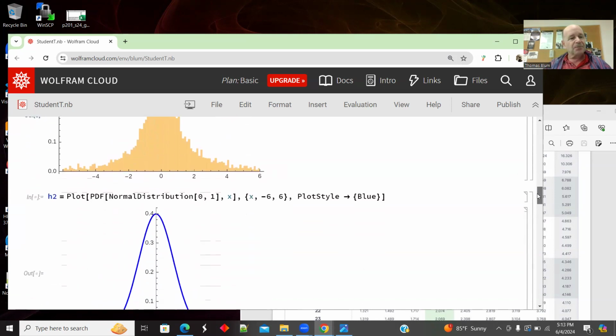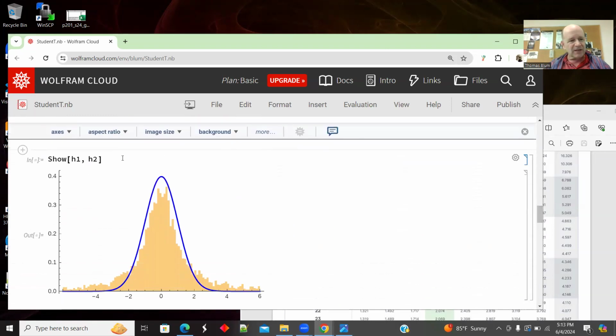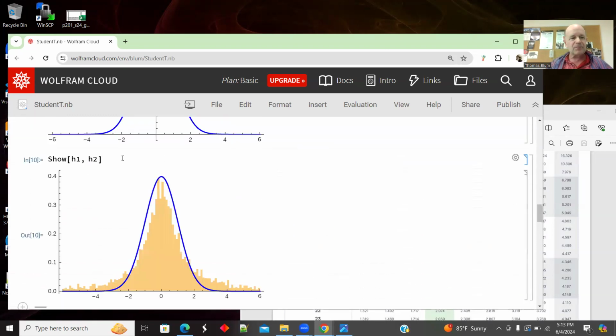Okay, the PDF. So here's the standard normal distribution that was the source of all of this. Let's compare it to that. So there is the standard normal distribution, and let's put those two things together. This was my distribution, and this is the standard normal distribution. We can see that they don't look alike.